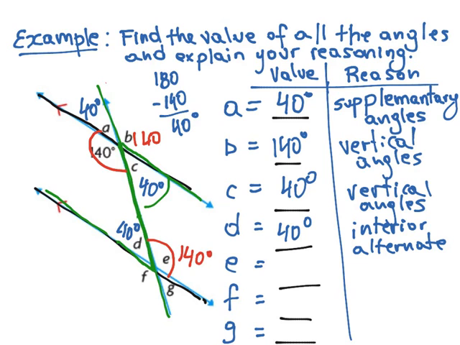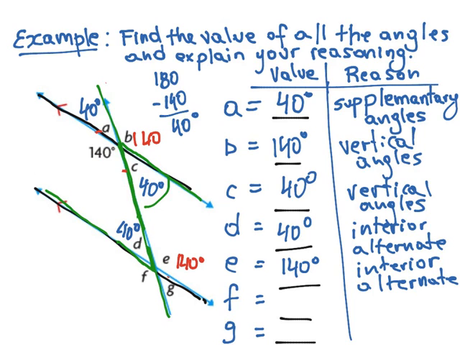They're also interior because they're inside the parallel lines, and they alternate. That means they are on the opposite side of the transversal line. Now, for F and G, we could use the opposite rules. We know that G is going to be opposite 40, and we know that F is going to be opposite to 140 degrees. But I'd rather use the F rules now, because we have another opportunity to solve a problem using the parallel lines.